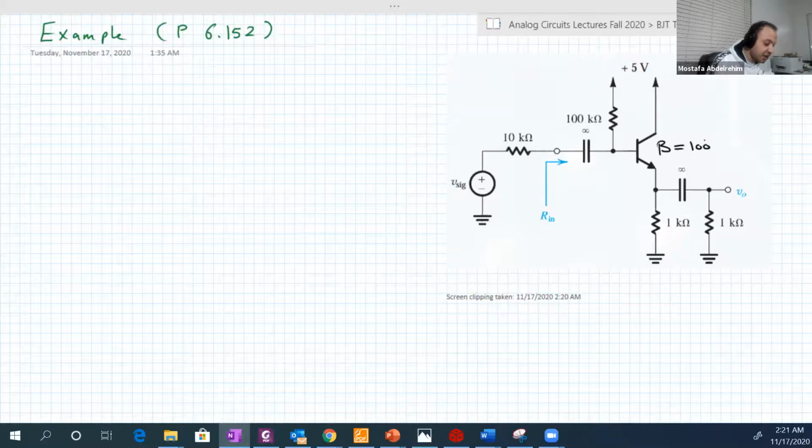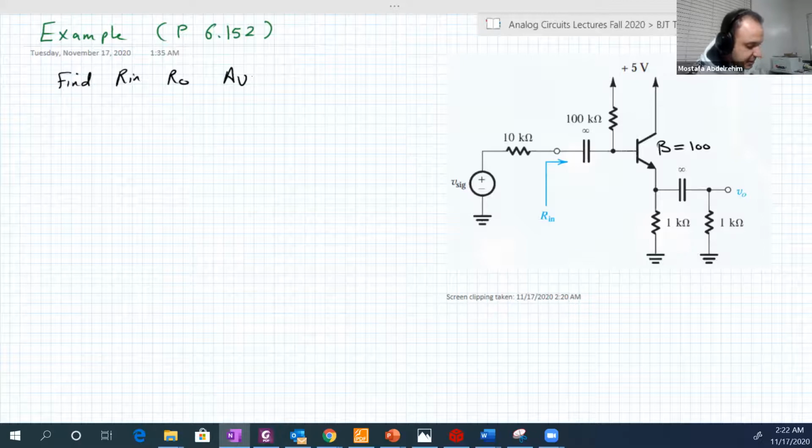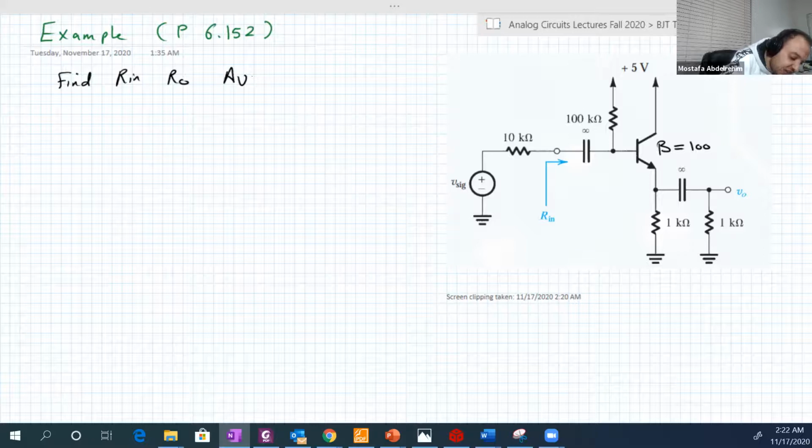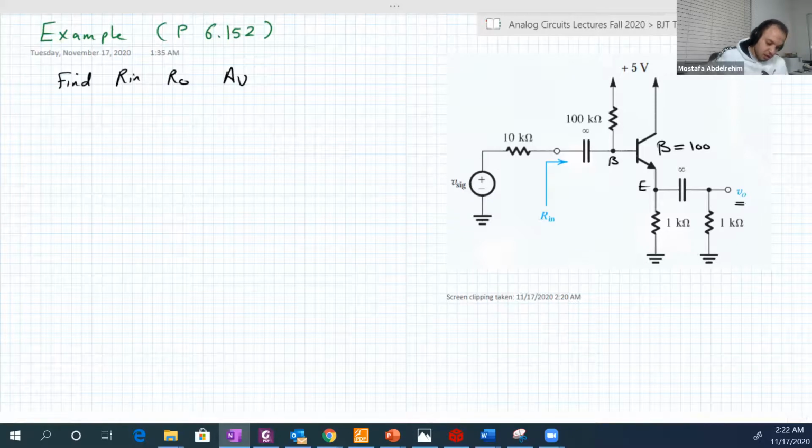Okay. So what's required here is basically to find the input resistance, the output resistance, and AV. First, is this a common base, common emitter, or common collector? Basically, the input is connected to the base, and the output is connected to the emitter. So it's a common collector amplifier, or emitter follower. Let's remove that thing here.